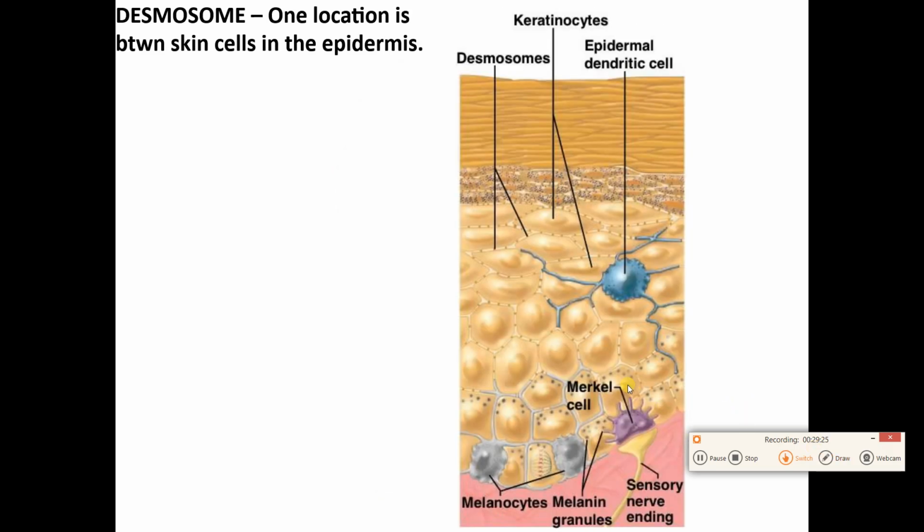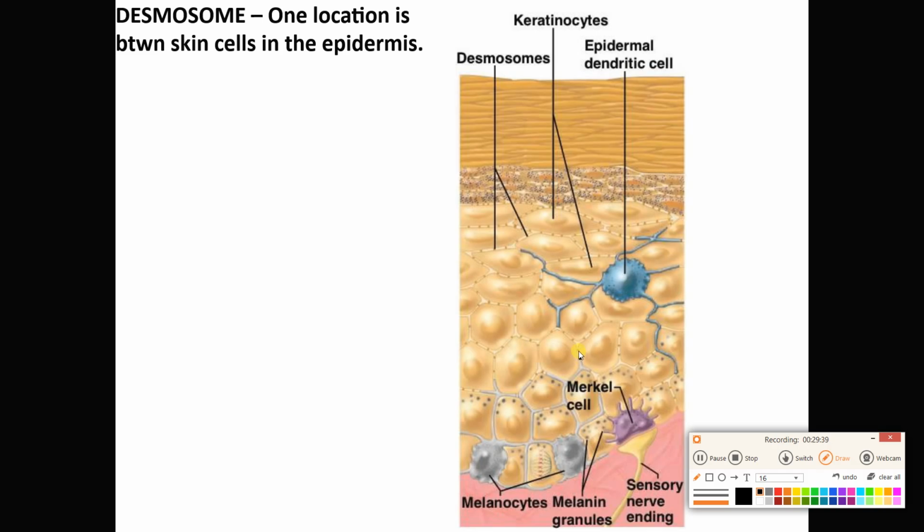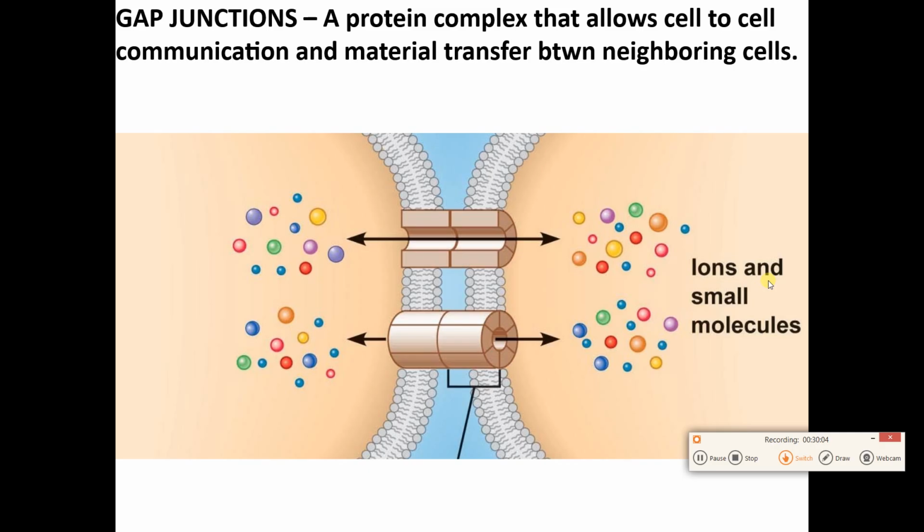Desmosomes are really important in the epidermis of our skin. So this is the epidermis of the skin here, and neighboring skin cells. And these little dots between them are desmosomes. I want my skin cells to be strongly attached to one another so they don't separate, because that would reduce their effectiveness as a protective barrier. So desmosomes are going to strongly anchor skin cells together, and that's really important.